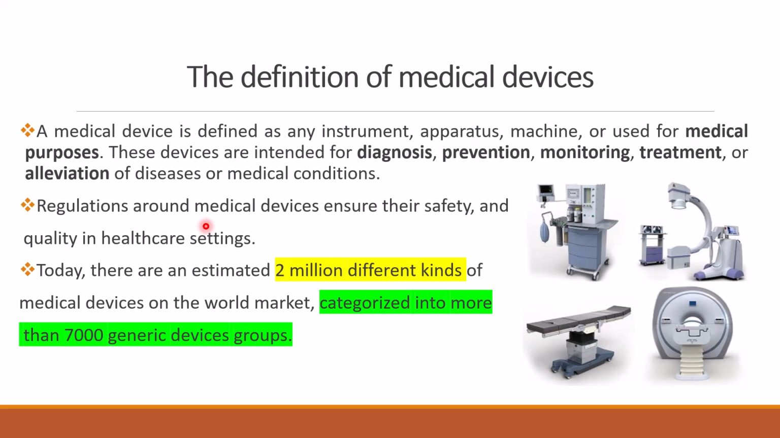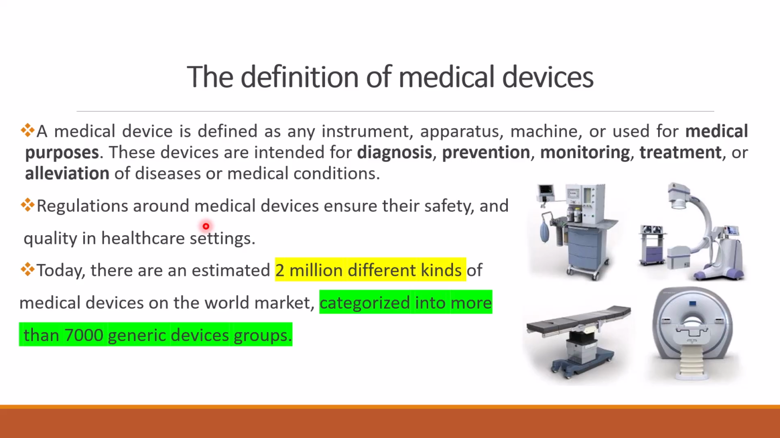So we need very strict regulations around medical devices because we need to ensure their safety and quality in healthcare settings. It's very important for medical devices to be under strict regulation to make sure that the device can give me the goal I need, or the treatment I need, or the image I need, for example, from diagnostic devices like an ultrasound machine. So we need regulation. We need something really serious regarding these devices.